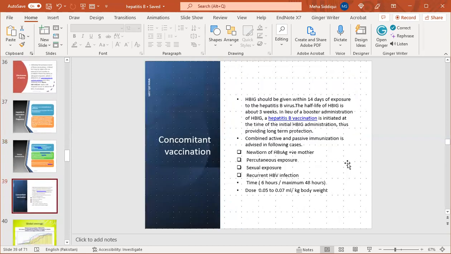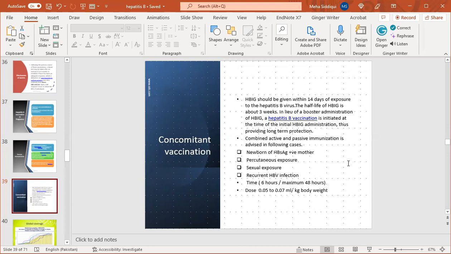Concomitant vaccination. Hepatitis B immunoglobulin should be given within 14 days of exposure to the hepatitis B virus. The half-life of these globulins is about 3 weeks. In lieu of a booster administration of hepatitis B immunoglobulin, hepatitis B vaccination is initiated at the time of the initial hepatitis B immunoglobulin administration to provide long-term protection.